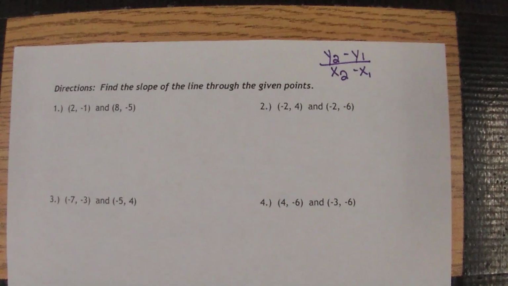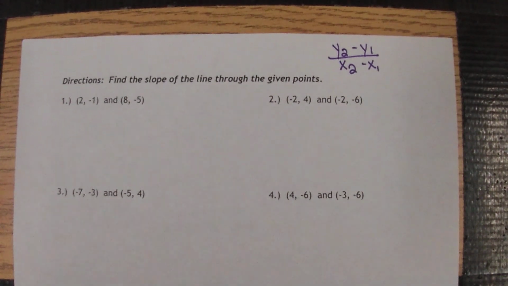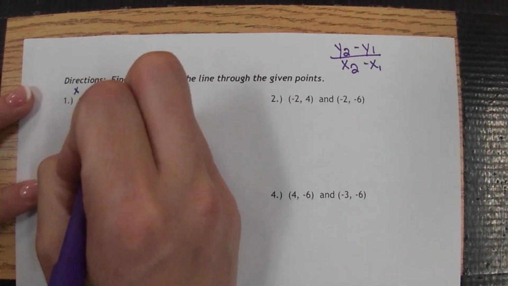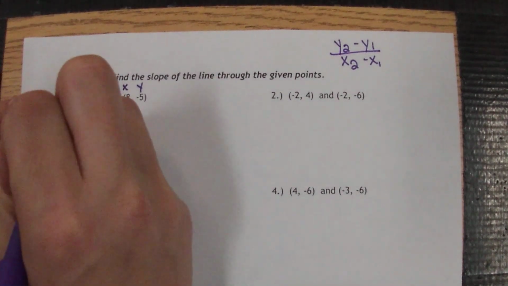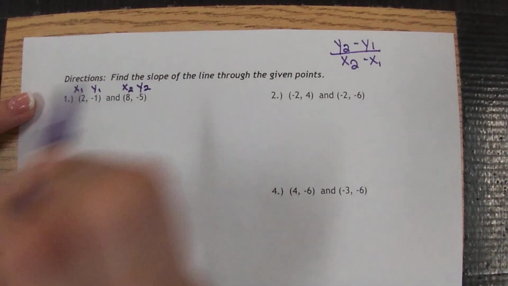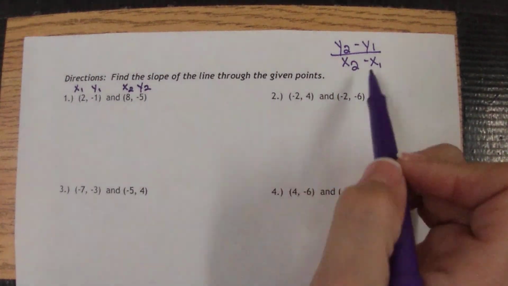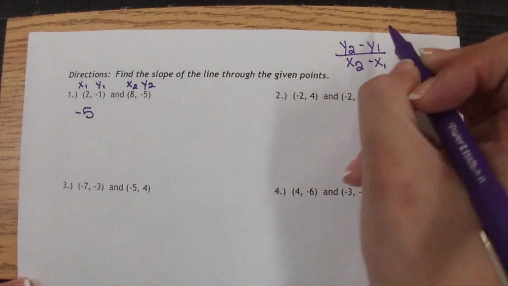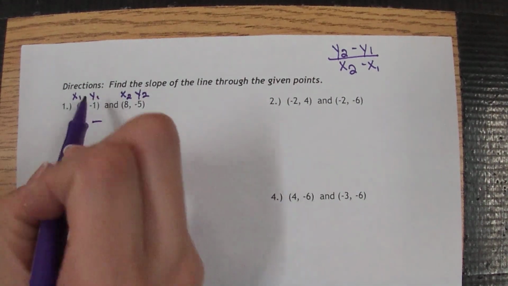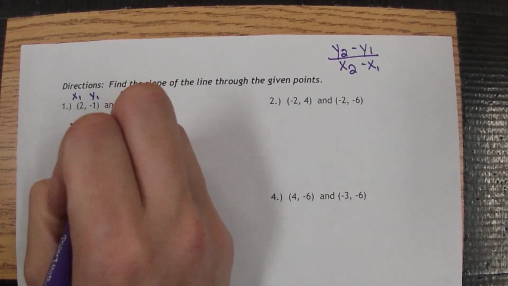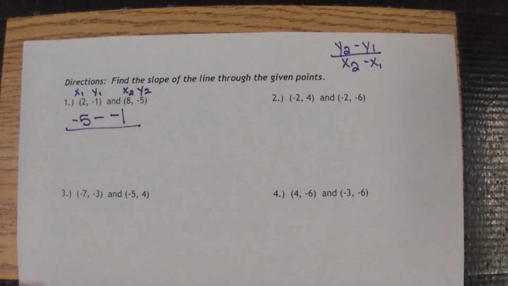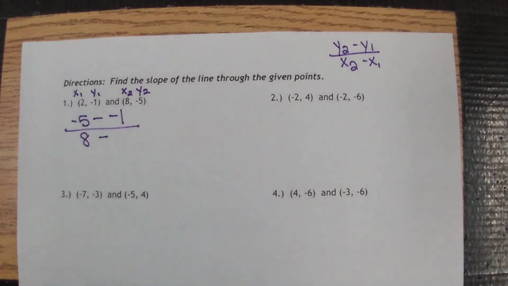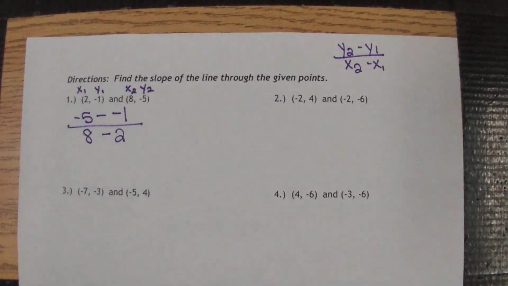Now, I hope this is something you've done a lot of, so I'm not going to spend a ton of time on this one. Okay, so an ordered pair is always an x comma y. We are just going to label a first one and a second one. And then we are just going to plug into our formula. So y2 is negative 5. Now my formula tells me to put subtraction. My y1 is negative 1. So that's subtraction and negative both need to be there. Then I have x2, which is 8, minus x1, which is 2.